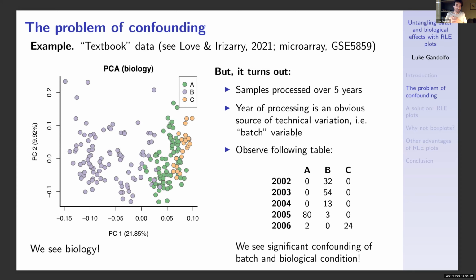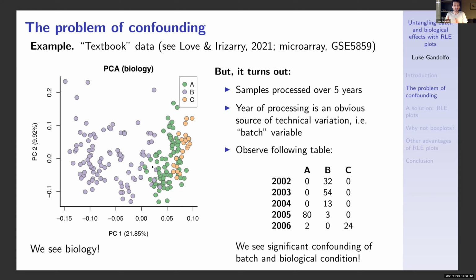The first example is what I call the textbook data, because it comes from a wonderful textbook by Love and Irizarry, and it's microarray data. It has three different biological conditions, A, B, and C. It doesn't matter what they are for our purposes. And as you can see, when we make a PCA plot of the data and color it by the biological conditions, we see biology. We see a nice separation of the biology along the first principal component.